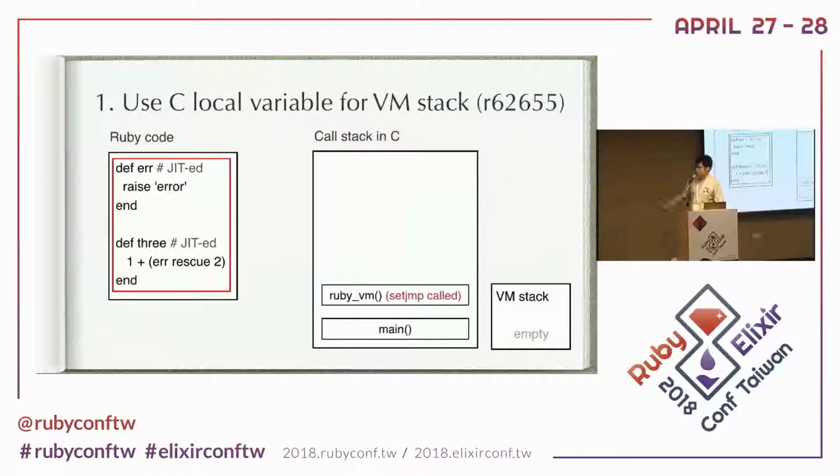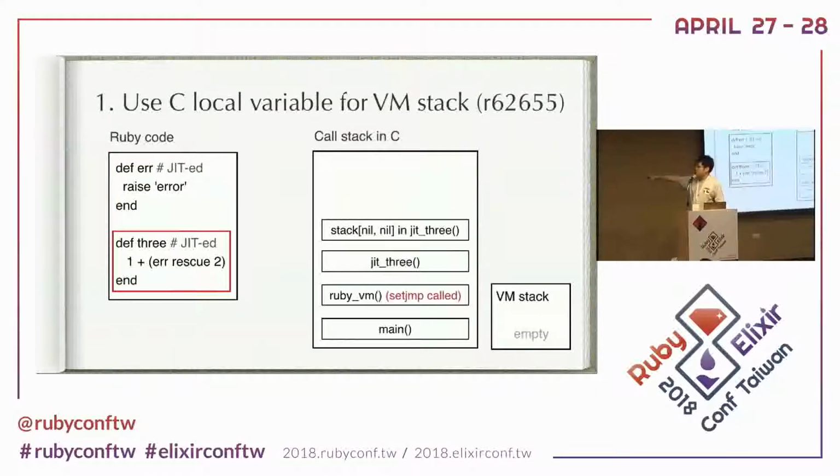So it's called in there, and then 3 is pushed to the call stack. And if the variables are in C, and the stack is implemented as just a C local variable, it will be pushed to C's call stack.